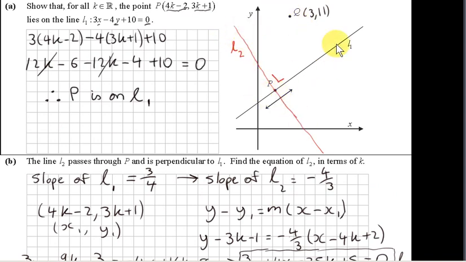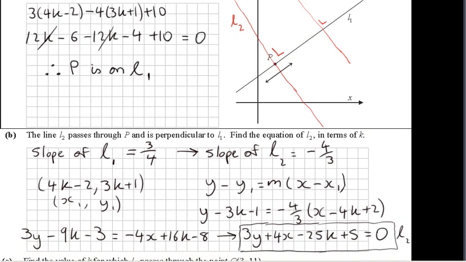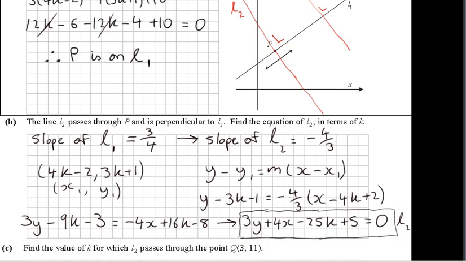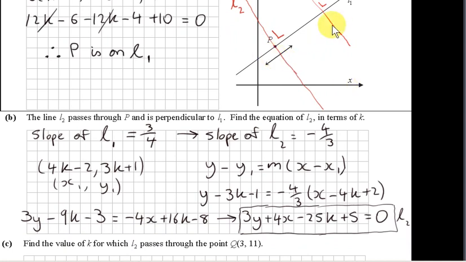L2 is a line that's perpendicular to L1. P is a general point on the line actually. The coordinates of P depend on what k are. So we want the particular line that passes through the point Q. So L2 depends on what k is. You can see from the equation of L2 here, for different values of k we will have different lines L2, but they all have the property of being perpendicular to L1.